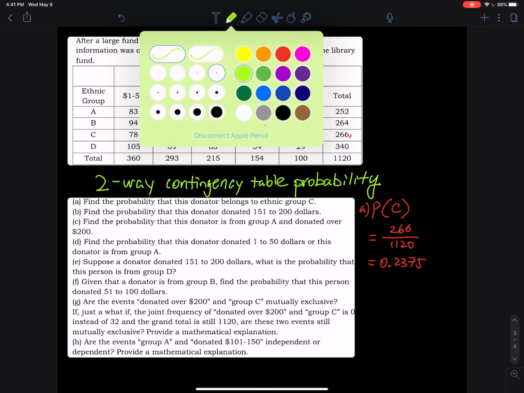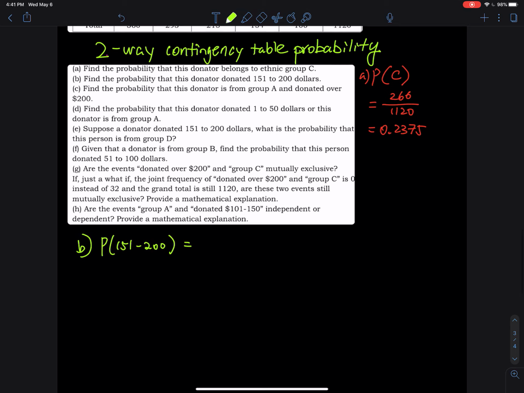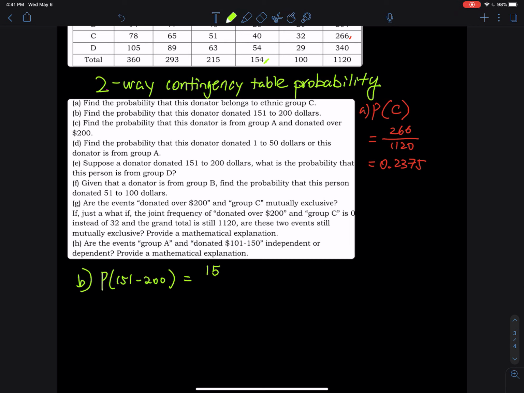Part B. I'm going to read the problem to you, right? Part B is: find the probability that this donator donated $151 to $200. So probability of $151 to $200. How do we answer this question? For this one, we have to take the total of that column divided by the grand total, which is 154 divided by 1120. Then you use your calculator and approximate that. That equals 0.1375.